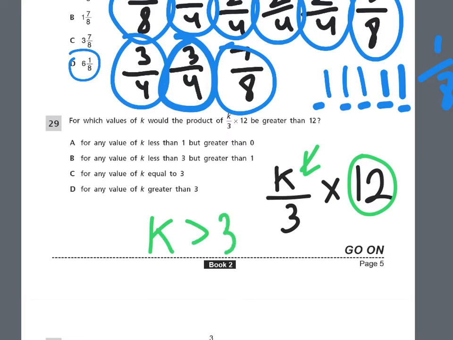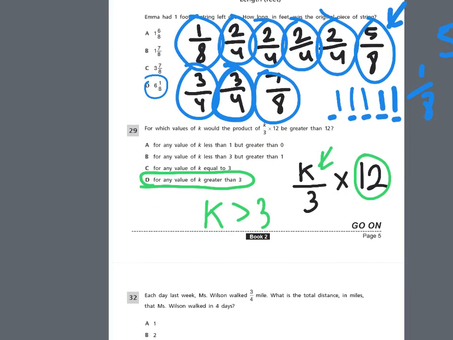For any values of k less than 1 but greater than 0, that's wrong. For any value of k less than 3 but greater than 1, nope. For any value of k equal to 3, nope. For any value of k greater than 3. It has to be greater than 3 because that will give us an improper fraction, and anything times more than 1 would be greater than the original number.